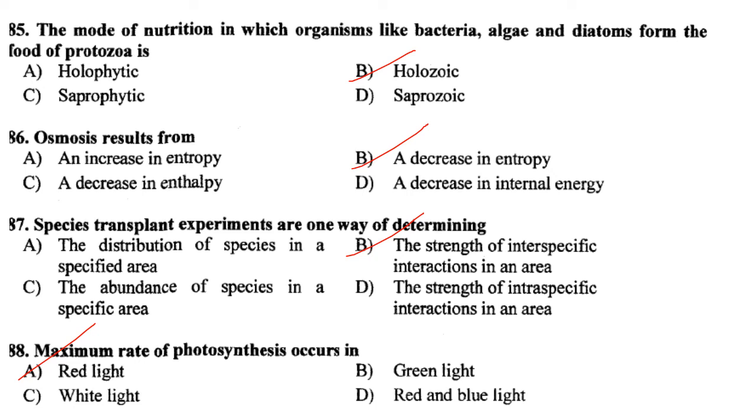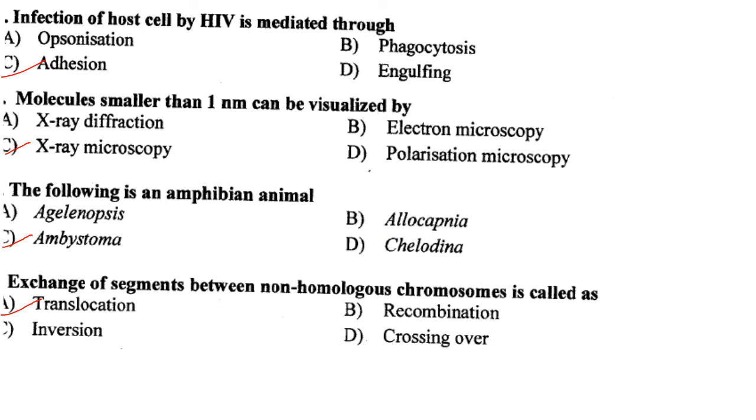Then next one. Maximum rate of photosynthesis occurs in the red light. Answer is option A. Then infection of host cell by HIV is mediated through adhesion. Answer is option C. Molecules smaller than 1 nanometer can be visualized by X-ray microscopy. Answer is option C. The following is an amphibian animal: it is Ambystoma. Answer is option C.